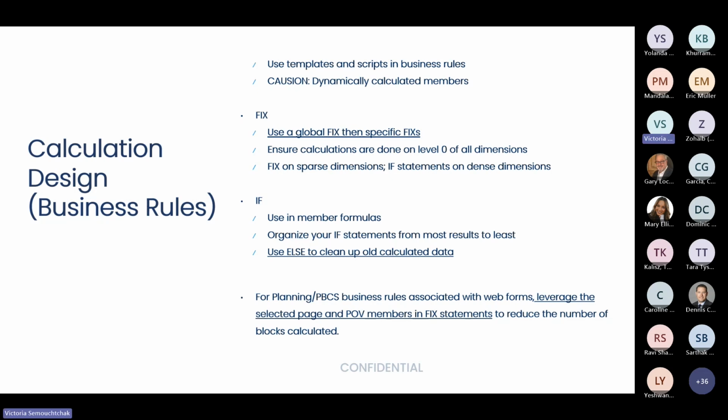Finally, if you need to attach a business rule to the form, I strongly recommend that you pass it all the point of view and even page dimension members to reduce the size of the calculation. And you can do that by setting up substitution variables and passing it values when you run the business rule.